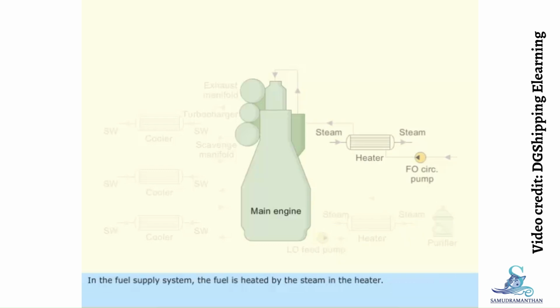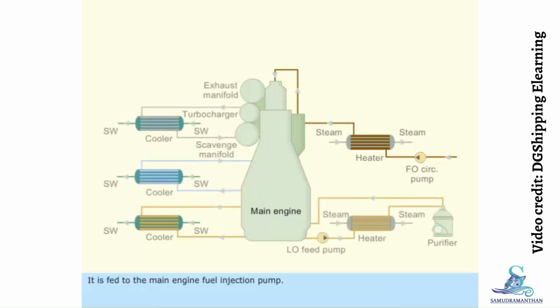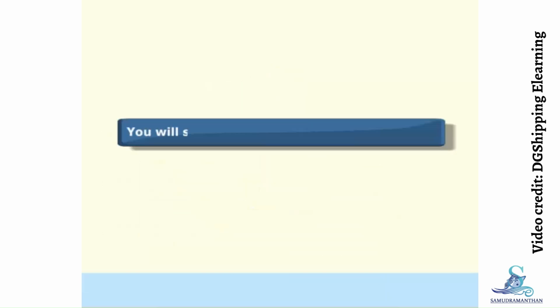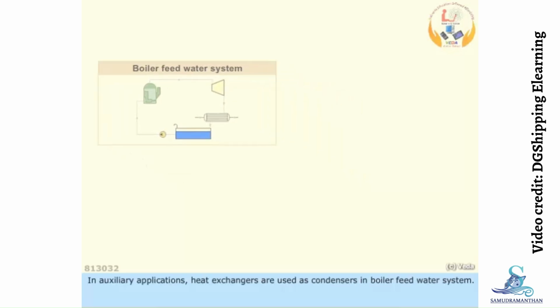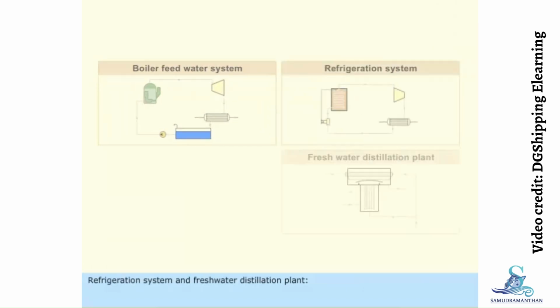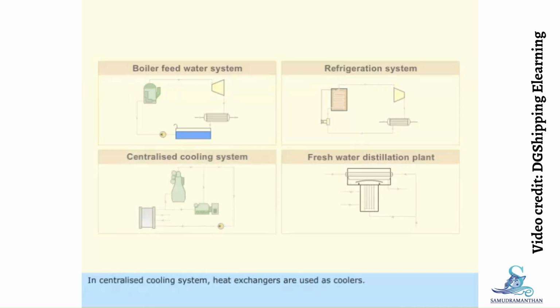In the fuel supply system, the fuel is heated by the steam in the heater. It is fed to the main engine fuel injection pump. In auxiliary applications, heat exchangers are used as condensers in the boiler feed water system, refrigeration system and freshwater distillation plant. In the centralized cooling system, heat exchangers are used as coolers.